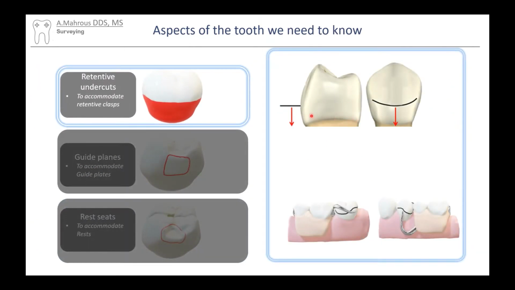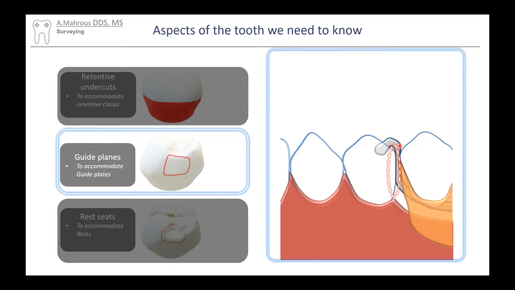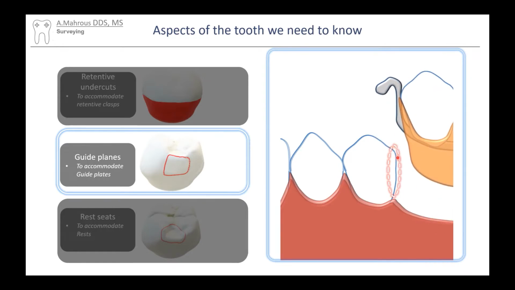Retentive undercuts are areas underneath the height contour of the tooth where retentive clasps engage. That helps the RPD stay in, aka retention. Guide planes are flat areas on the surface of the abutment teeth that is next to the edentulous space. Along with the guide plate that is on the partial, they provide guidance to the insertion and removal of the partial denture.